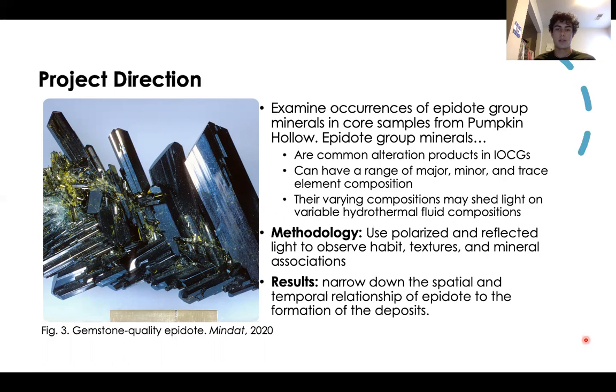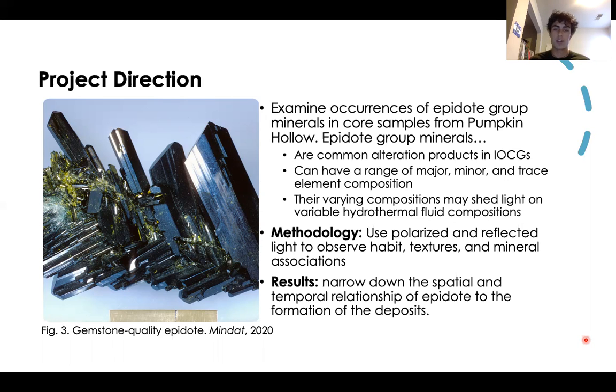And so, as we can see, they can have a range of major, minor, and trace element compositions, which I can use scanning electron microscopes to narrow down what exact elements we're actually seeing in the epidote group minerals. And so their varying compositions shed light on variable hydrothermal fluid compositions. And essentially this means that depending on the chemical composition of these epidote group minerals, we can actually identify what minerals may have been in the hot hydrothermal fluids as they're moving through the deposit.